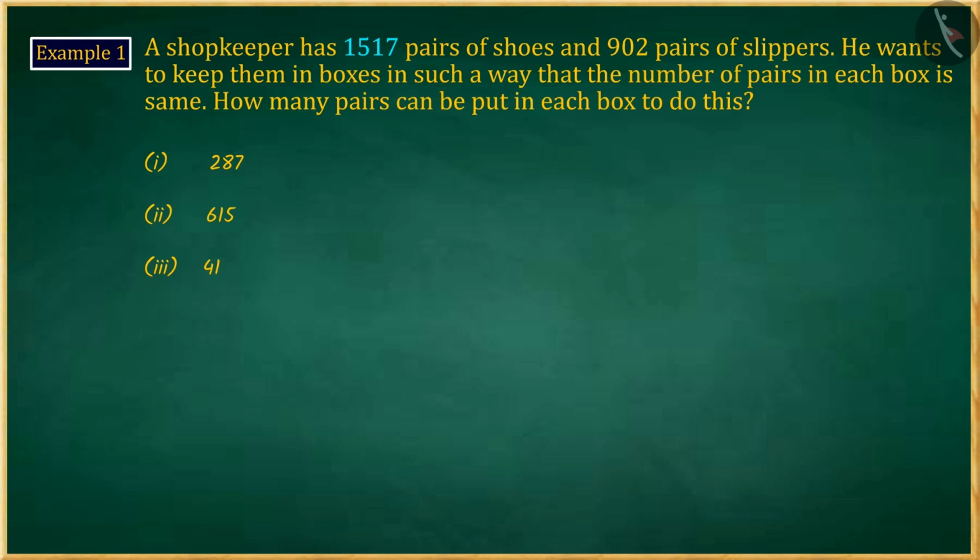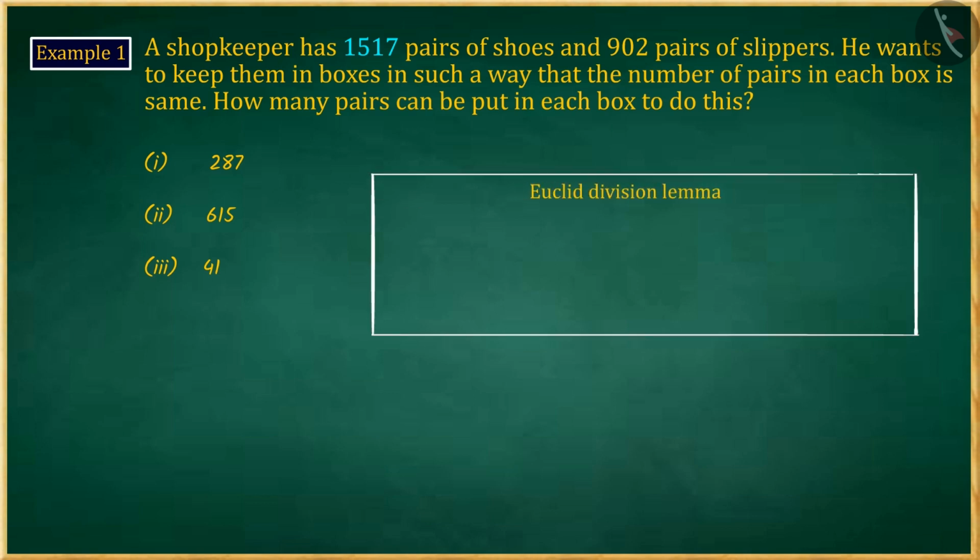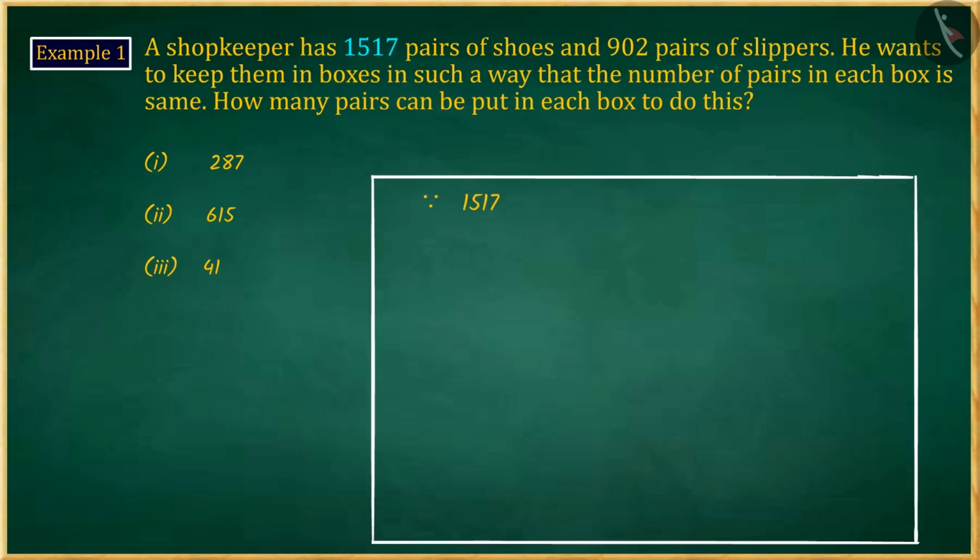Since here we have to find out the equal number of pairs of both types of footwear that can be kept in the box, we have to find out the HCF of both. And for this, we use Euclid's division lemma. Here 1517 is greater than 902. So we substitute the value of a and b and solve.